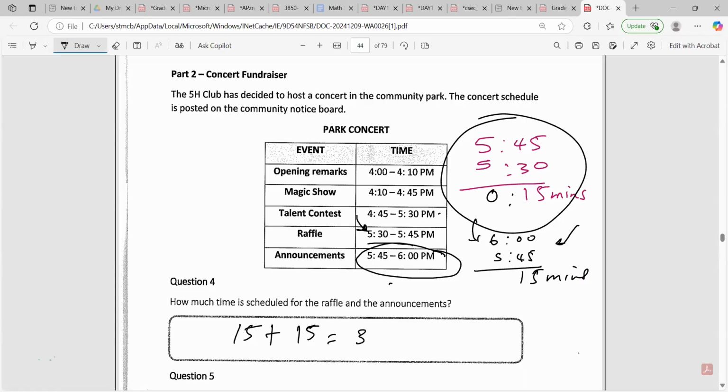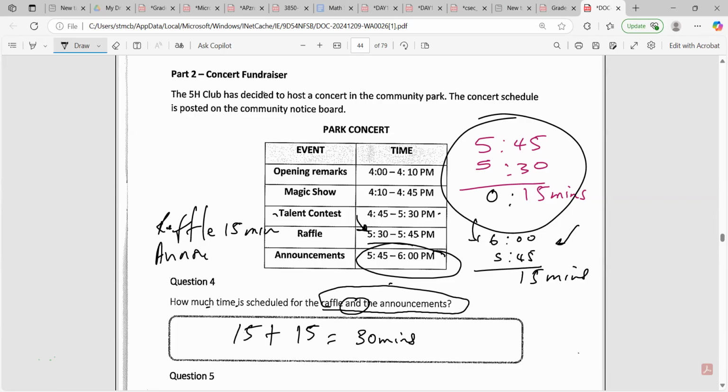I don't know if my interpretation is wrong. I noticed some persons separated them, but because they say and, how much time is scheduled for the raffle and the announcements? That's why I think it should be added. Because of the word and, you know, like I said, 2 and 3 make 5. That's my interpretation. So guys, if you're in the exam and you're not sure, you write the raffle and the amount, which is the 15 minutes. Do the same thing for announcements. You can write these down and then write the total, just in case. Inmar, you can mute now, yeah?